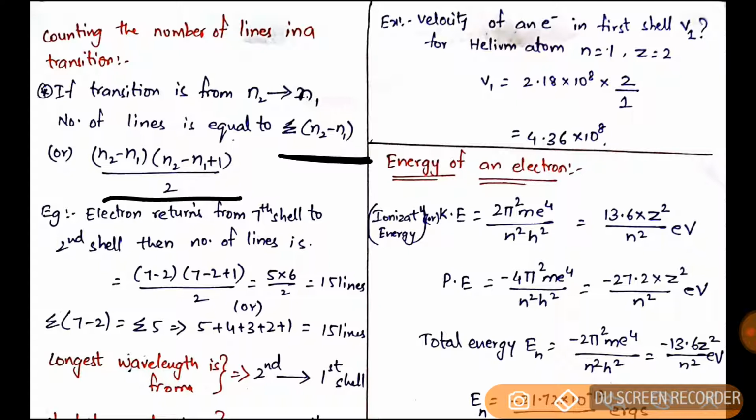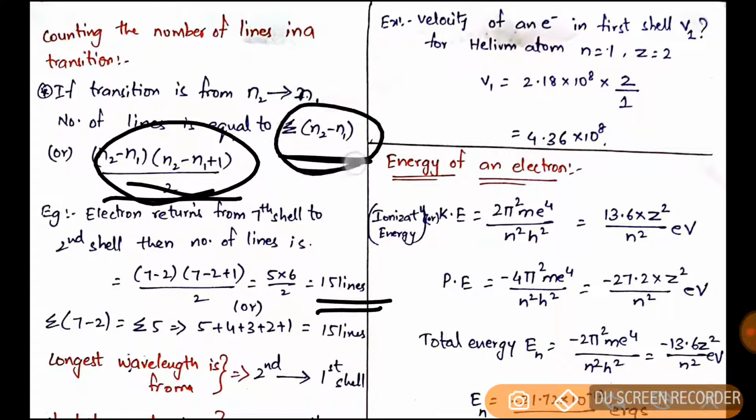If an electron returns from 7th shell to 2nd shell, then the number of lines is? So I've just used this formula first. That is (7 minus 2) into (7 minus 2 plus 1) by 2. I've got this 15 lines, and I've also used this second formula. So 7 minus 2 is 5, summation 5. Summation is nothing but adding up all the numbers till the end, that is 1 plus 2 plus 3 plus 4 plus 5. So I've also got the same number.